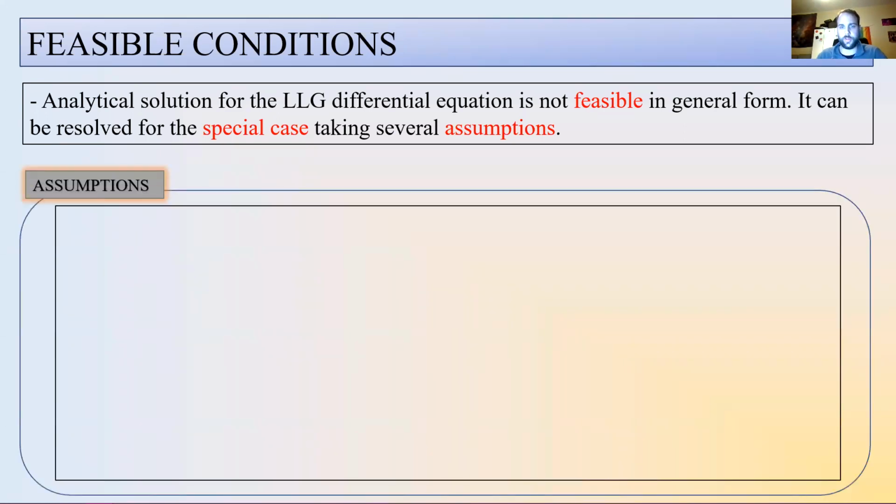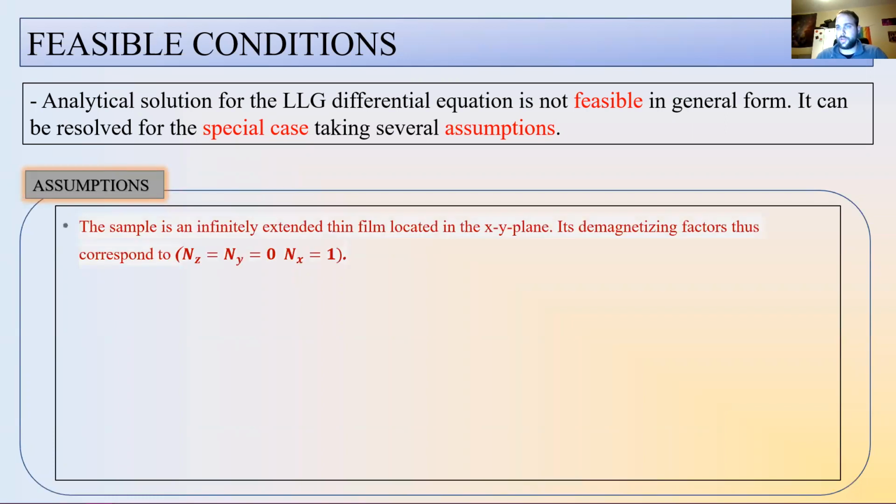The first assumption is that the sample is an infinitely extended thin film located in the XY plane. Its demagnetizing factors thus correspond to the Z and Y components of the demagnetizing factor being 0 and the X component being 1. This is what I mentioned in the demagnetizing field section previously.